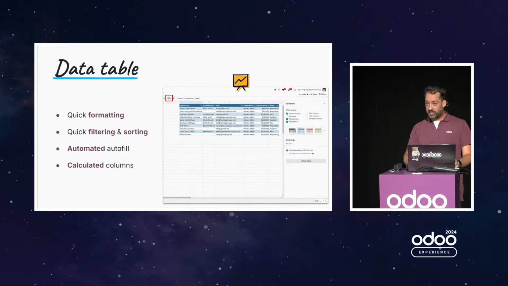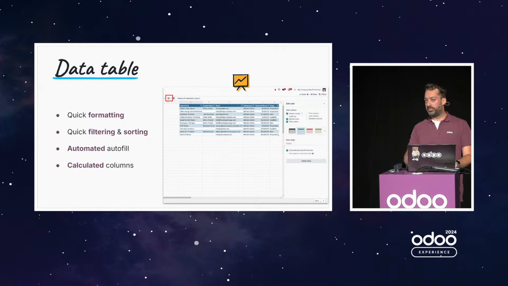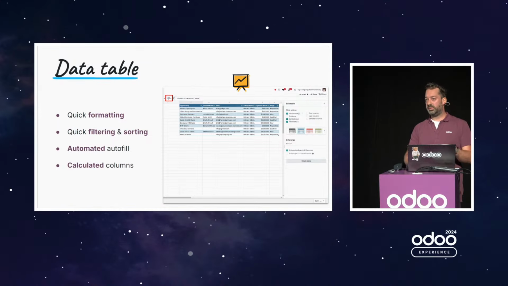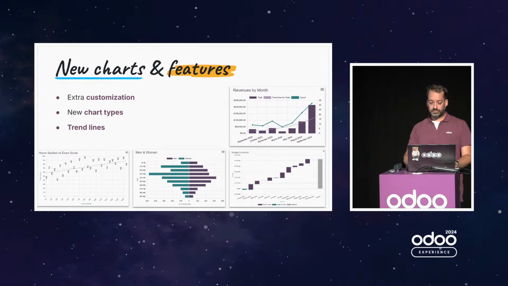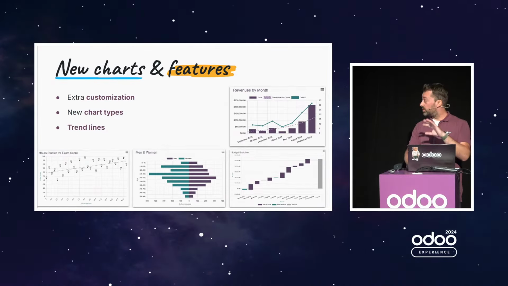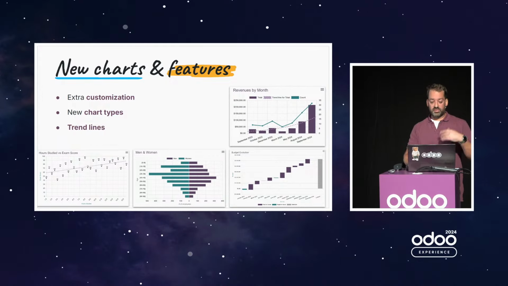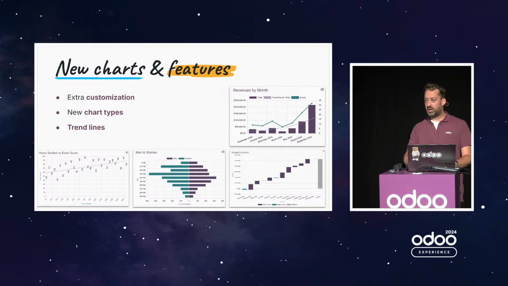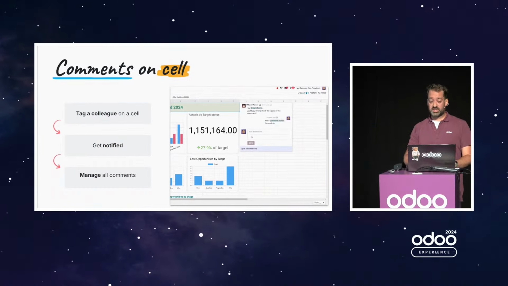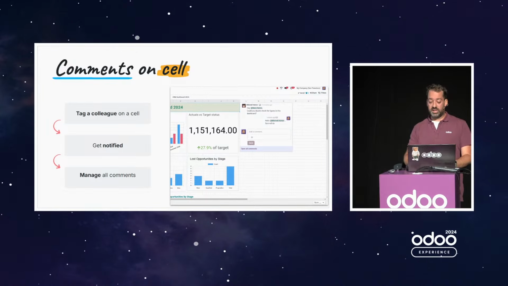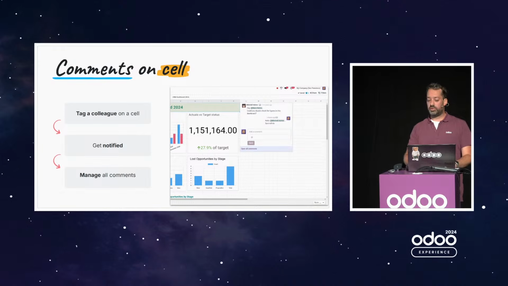We added data tables for easy formatting. It's also really interesting from a performance point of view, but that will be explained in the talk coming right after me. We have new charts. So I added some examples of charts in there. We have the trend line. We have new customization available in the side panel. You have the comments on cells to notify a colleague so that you can increase the collaboration you can have on your spreadsheets.